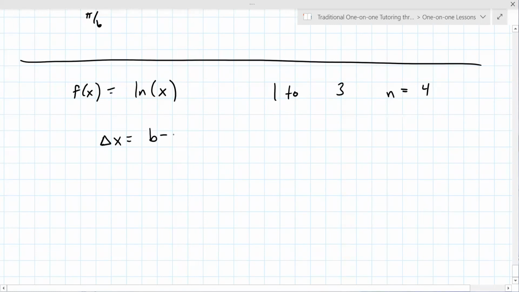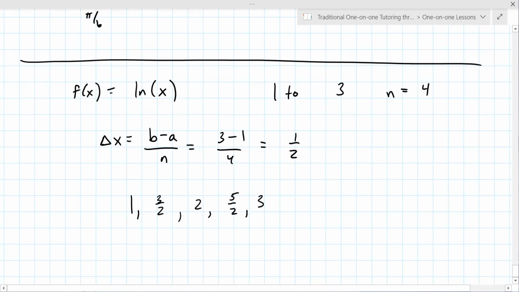Delta x is b minus a over n. So that's 3 minus 1 over 4, which is 1/2. And then my preference is to write the left bound and then add the delta x. So this would be 3/2, add a 1/2, that's 2, add another 1/2, that's 5/2. And then you stop.